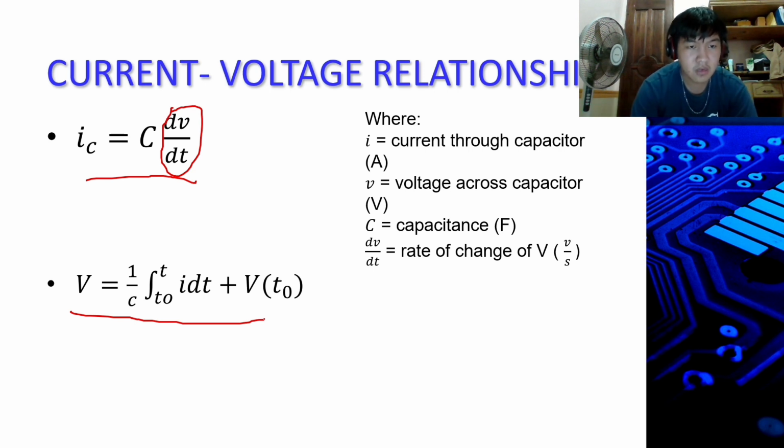V is equal to 1 over C integral of I dt from t naught to t plus V of t naught. So, let's assume this t naught is the initial charge of the capacitor. Kung tag initial charge mo ang capacitor, automatically 0 na siya, no? Equals to 0 na siya. Equals to 0. Okay.